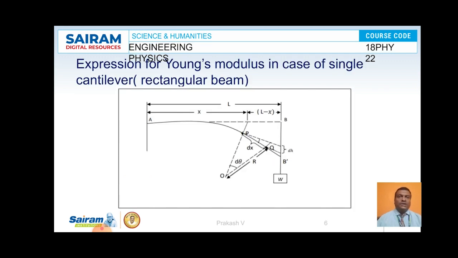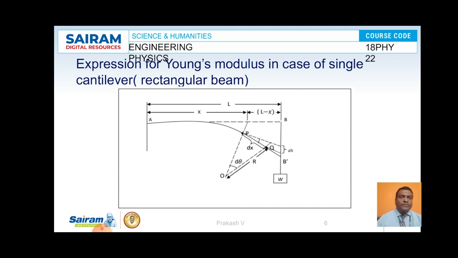Now let us look at the expression for Young's modulus in case of single cantilever. Let us consider a rectangular beam which is fixed at one end and the other end is free. Let capital L be the total length of the cantilever beam, which is fixed at the end A, with the end B totally free, subjected to a load W acting downwards as shown in the picture.